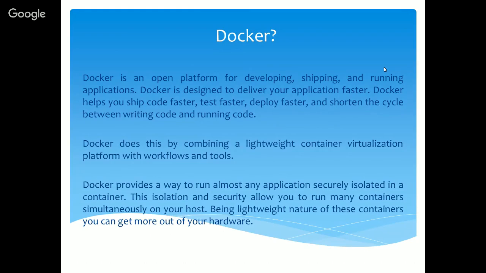Instead of running one application on one EC2 instance or one of your VMs, you can run multiple Docker containers on top of your one EC2 instance. So you get much more out of your underlying hardware infrastructure. And this all happens because of Docker's lightweight nature.